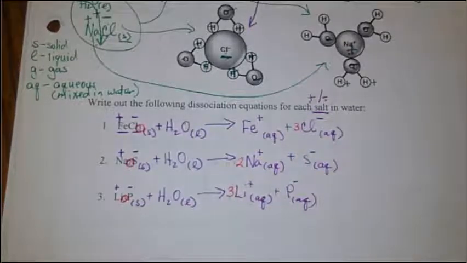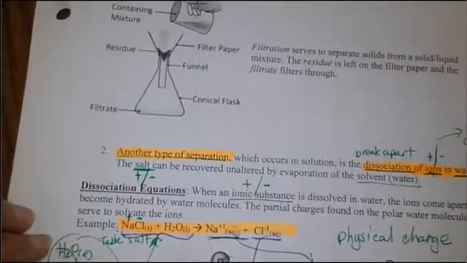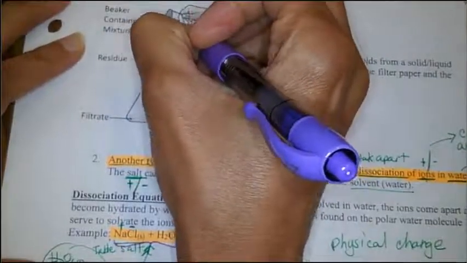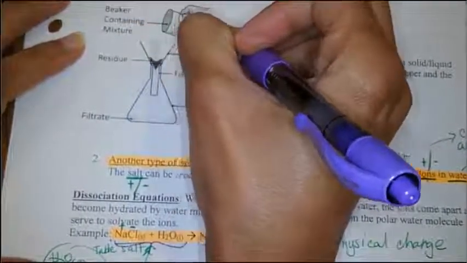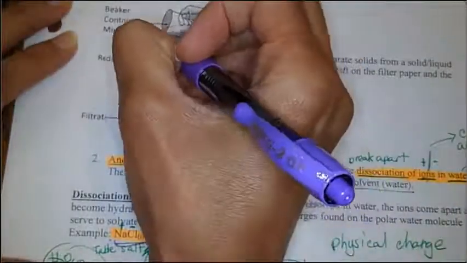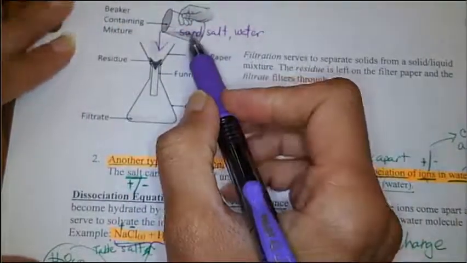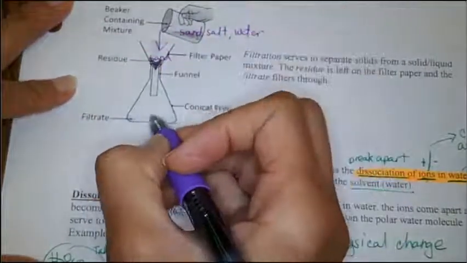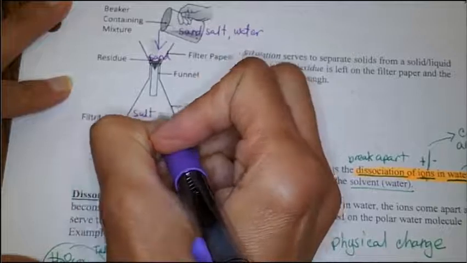I hope this helps you understand what dissociation equations are. They are a type of separation technique. It's what happens when you filter. Earlier when I talked about this, when you were filtering, the substance has sand, salt, and water. When you filter this, your sand will remain behind, and you are going to have salt water.